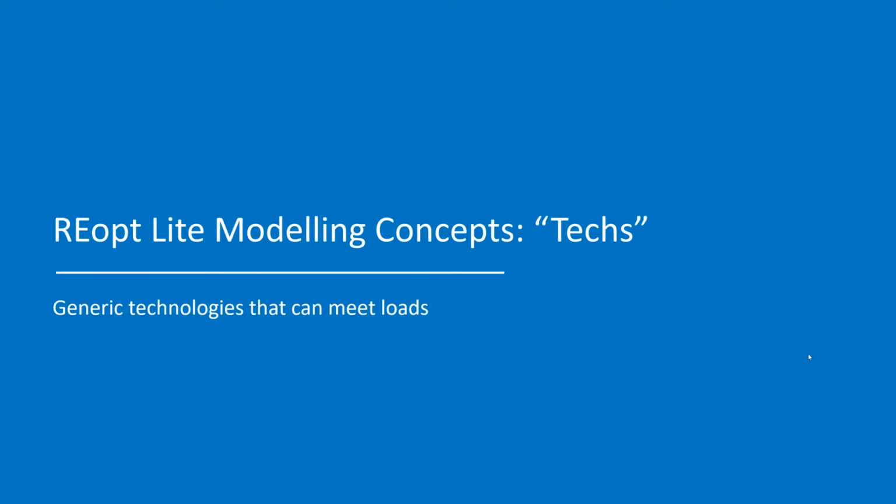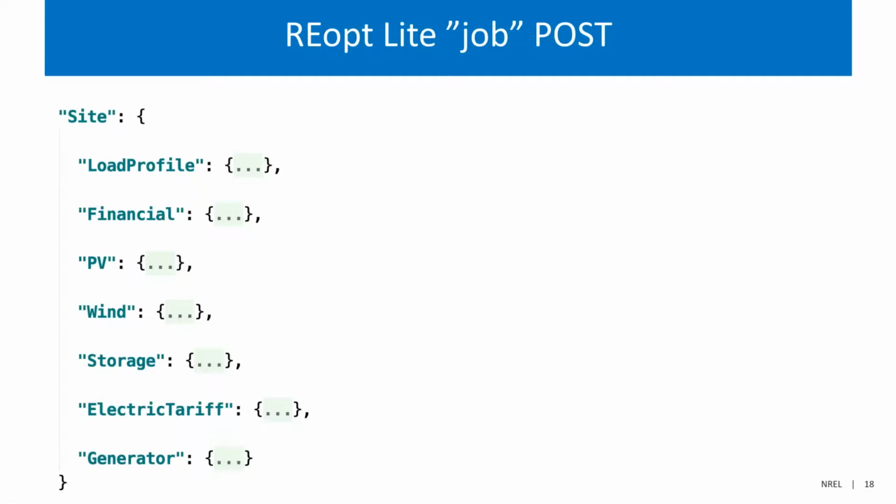I'm going to talk about a high-level REopt Lite modeling concept, which we just call TECs, short for technologies. Those are just generic technologies that can meet loads. And this concept permeates throughout the architecture that Sakshi described, from the inputs through the Python code into the Julia optimization kernel, and finally back again into the outputs.